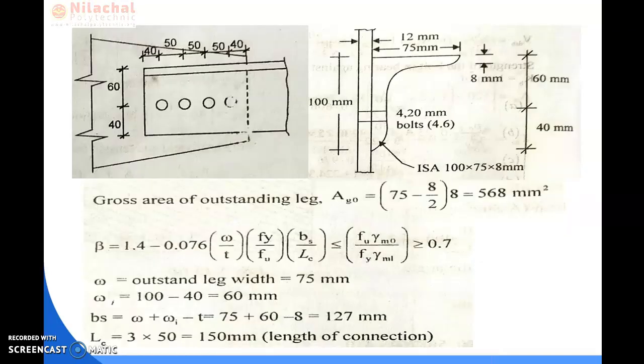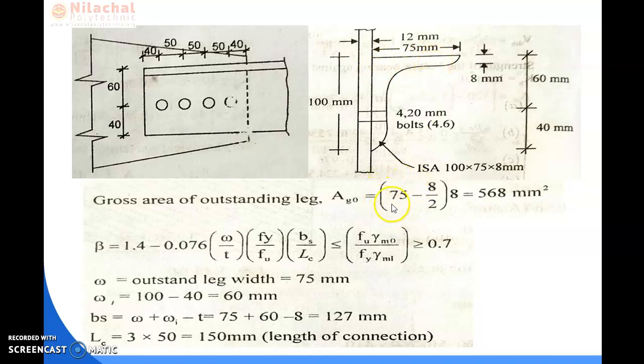So now we need to calculate the gross section area of the outstanding leg, which is denoted as AGO. So AGO equal to length of the shorter leg or outstanding leg minus thickness of the outstanding leg divided by 2 whole multiplied by thickness of the outstanding leg. Outstanding leg means the leg which is not connected to the gusset. That means this leg.